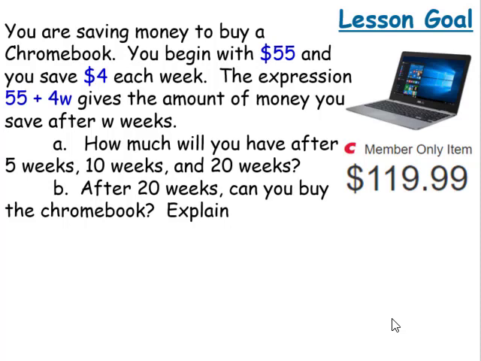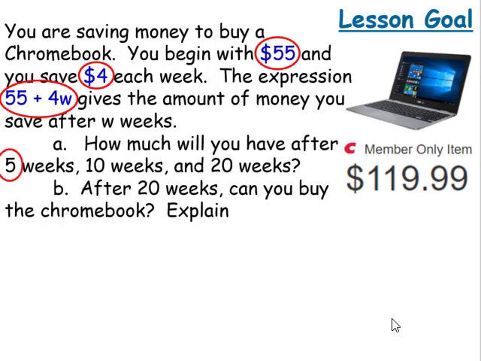Explain. We were able to create the expression 55 plus 4W by adding the initial value, the amount you have already saved, and how much you will be saving each week. The amount your savings account is increasing by.